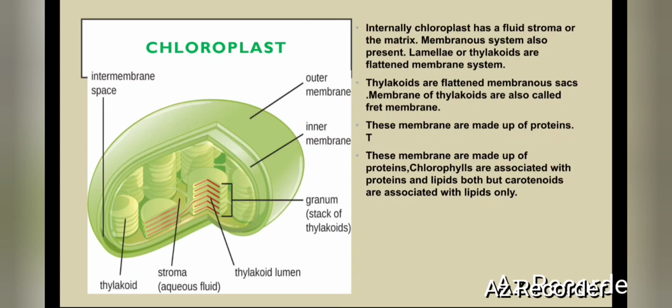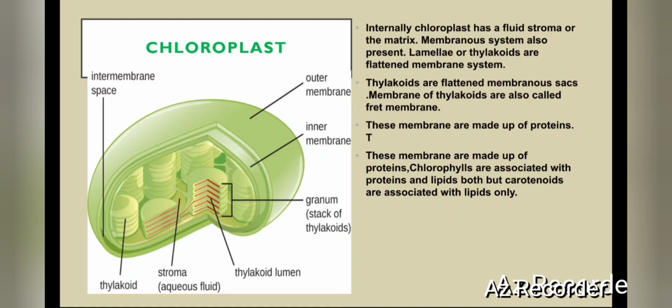Internally, chloroplast has a fluid stroma or the matrix. A membranous system is also present. Lamellae or the thylakoids are the flattened membranous systems. Thylakoids are the flattened membranous sacs. The membrane of the thylakoid is also called a fret membrane.